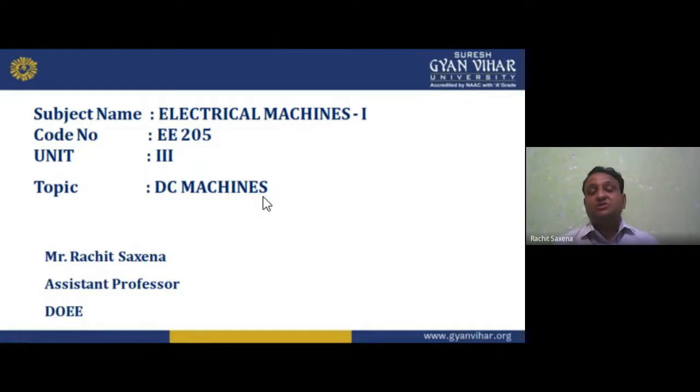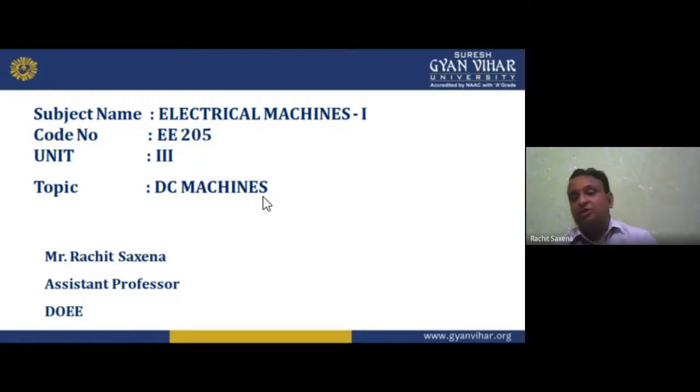I think in DC machines we have already studied the construction, so we are revising it in this lecture. Then types of winding, armature reaction, commutation. How can we improve that? How can we remove the armature reactions? Types of winding, EMF equation, torque equation, and voltage equation of the motor.